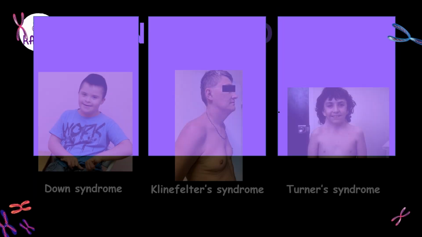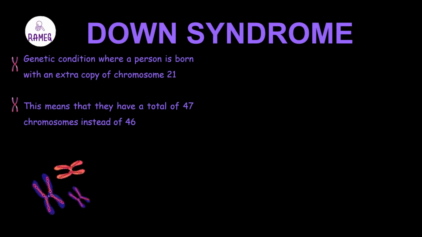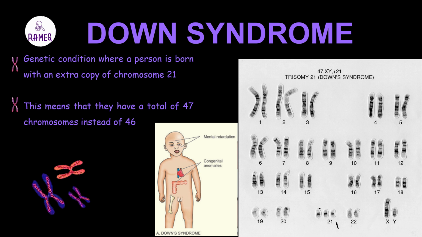When you look at genetic diseases, there are 3 diseases we are going to talk about: Turner syndrome, Klinefelter syndrome, and Down syndrome. Down syndrome means that in the 21st pair, the individual has an extra chromosome. The total chromosomes of a normal person would be 46, but in this case, since there's an extra one, it would be 47. As a result, there will be clinical features such as mental retardation and congenital abnormalities.